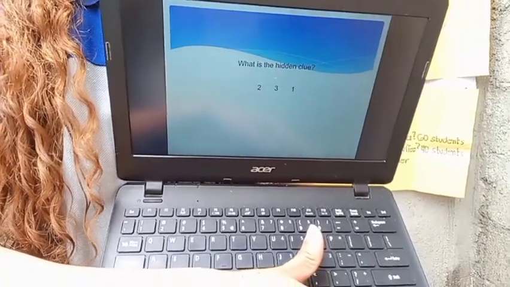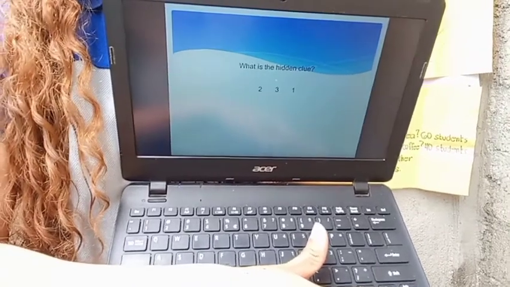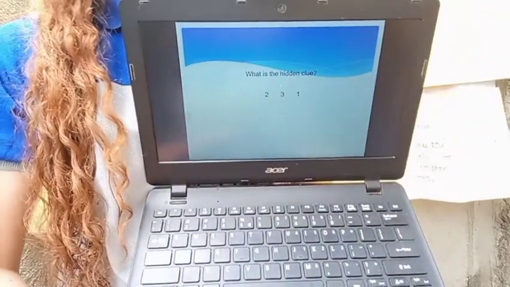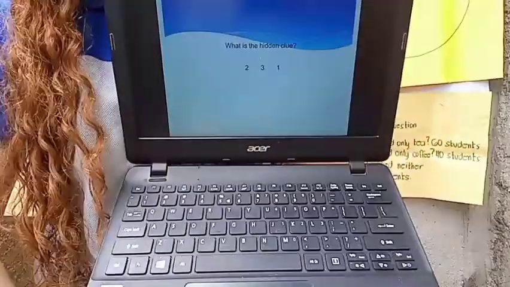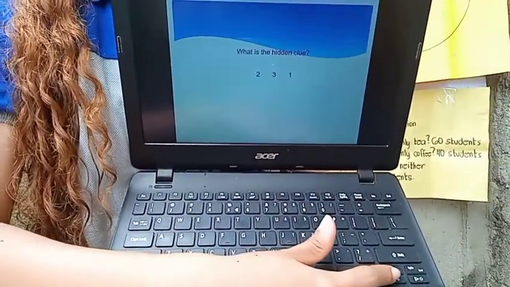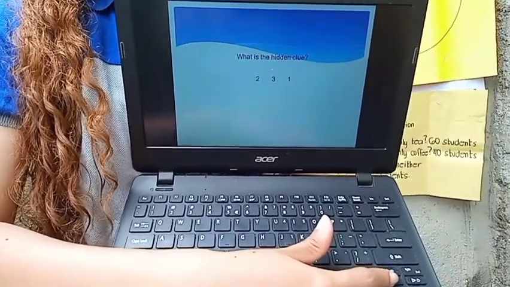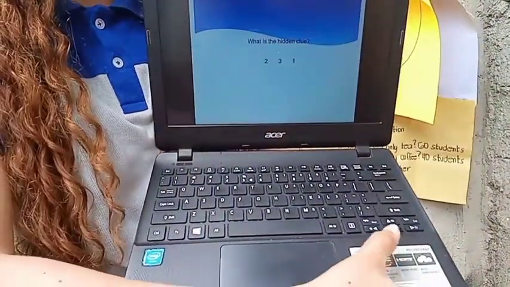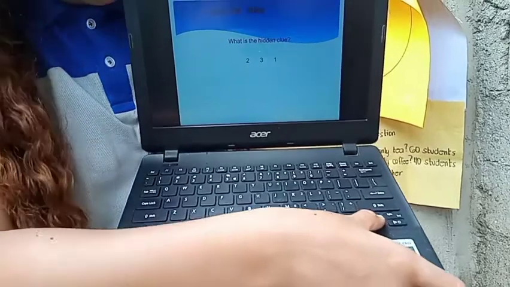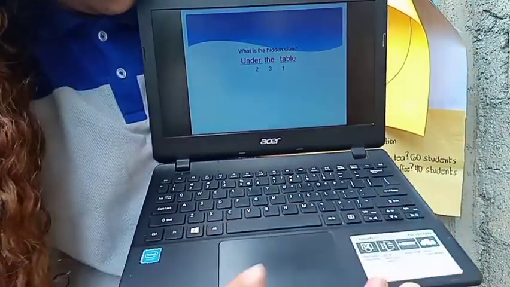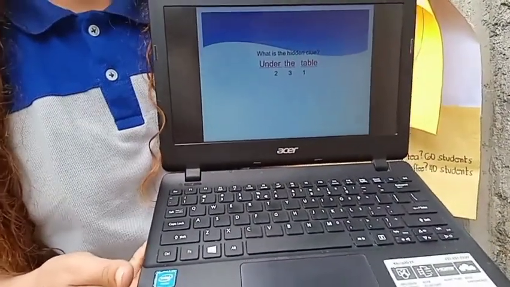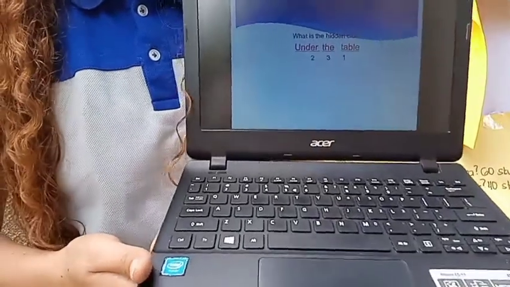Okay. It seems like tapos na ang lahat ng grupo. Okay, group 1. Tingnan ninyo ang slide ni teacher. And tingnan ninyo kung nakuha ninyo ang tamang clue. Ano ba ang clue sa number 1? Ay, paiba-iba ng answer? Bakit? Dapat isa lang. Nakuha nyo na ba? Okay, tingnan natin. Ang clue sa number 1 is under the table. Nakuha ba? Ay, very good. Okay, let's proceed to the group 2.